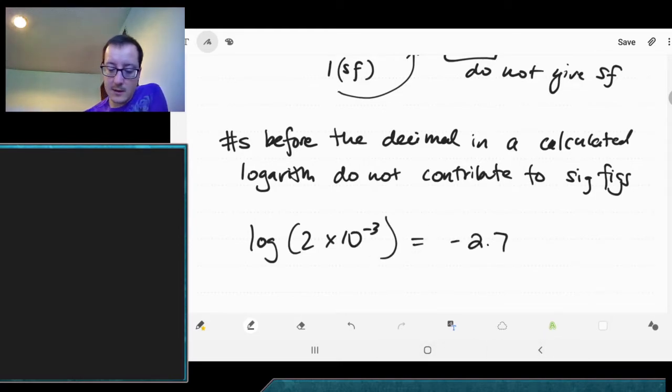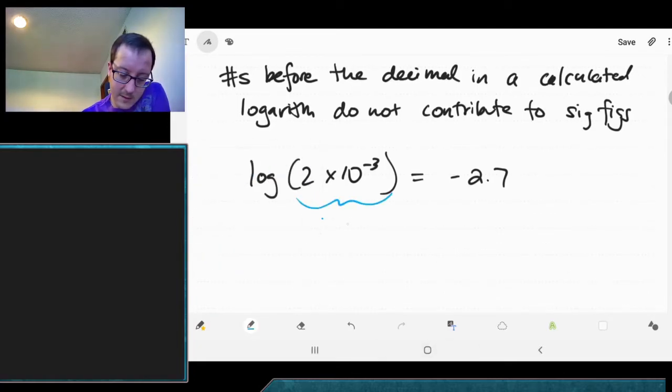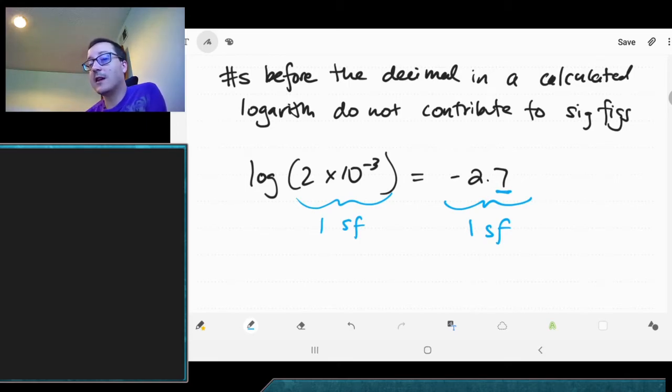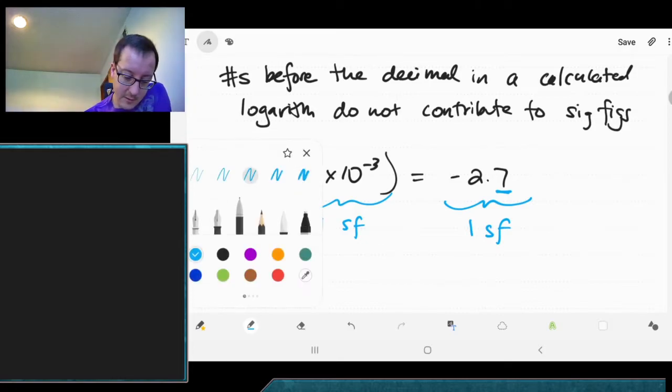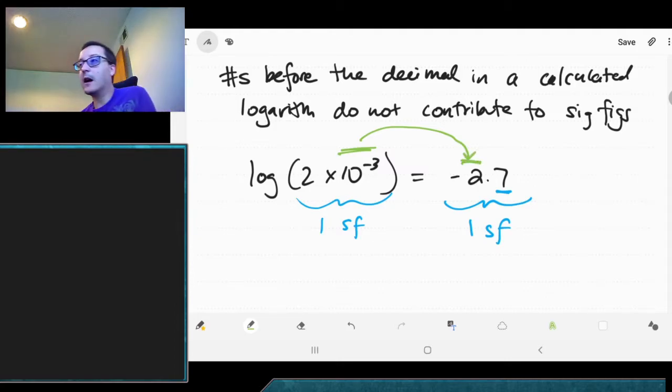So if we do that again, this log of 2 times 10 to the negative 3 was negative 2.7. This number has 1 sig fig. This number also has 1 sig fig, and that's the 7. The 2 there is just to tell us how big or how small the number is. It doesn't tell us anything about the number itself. So that's just your exponent term. And since that did not have significance to begin with, that does not carry significance in your final answer. So only numbers after the decimal will matter.